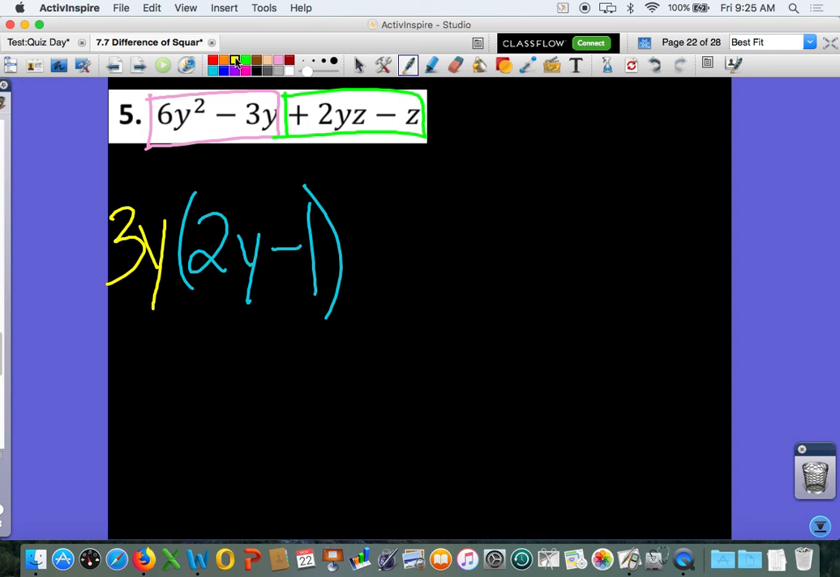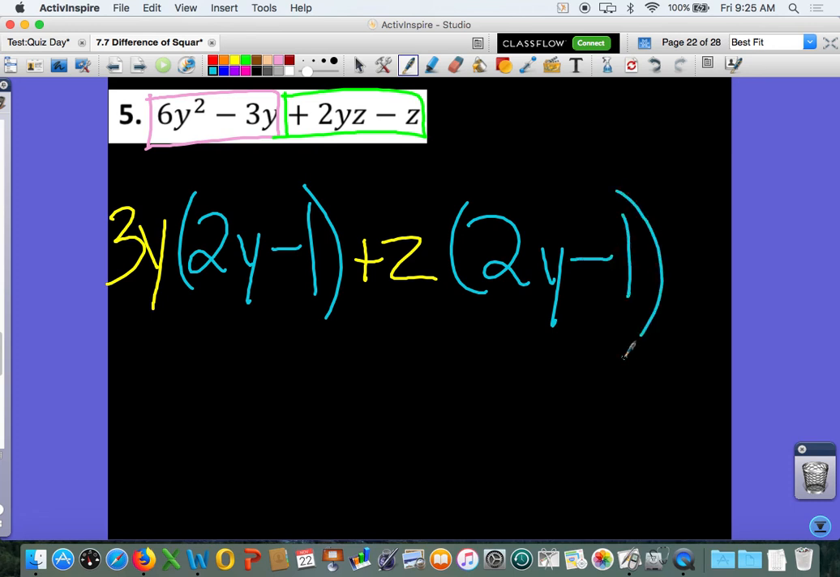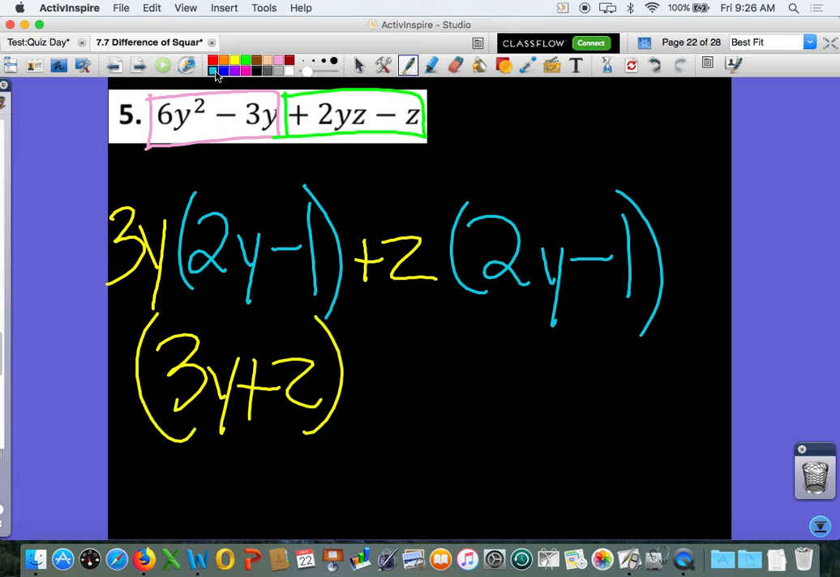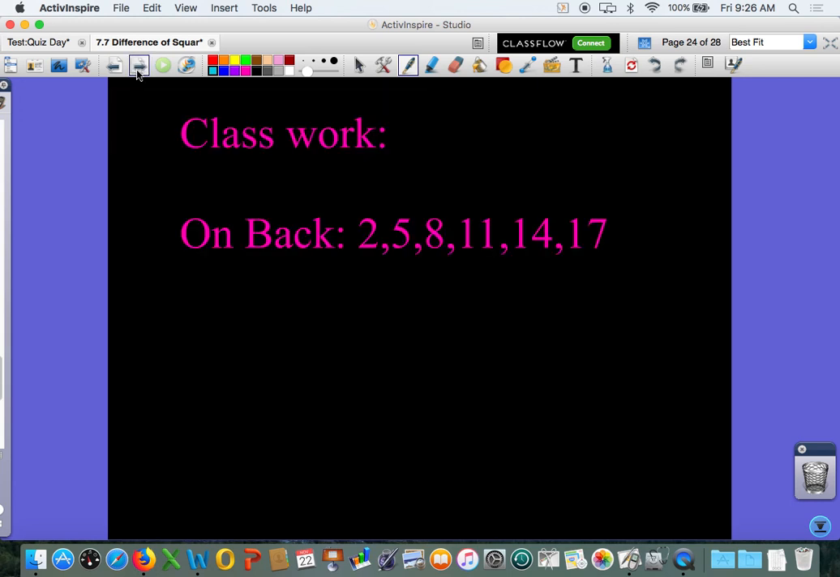It is 1. So, pulling out from the second one, I can pull out positive z. I am left with inside 2y minus 1 again. Again, my blue matches my blue. My inside matches my inside. We're good to go. So I've got 3y plus z, and I've got 2y minus 1. Excellent.